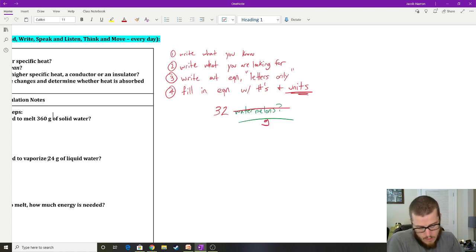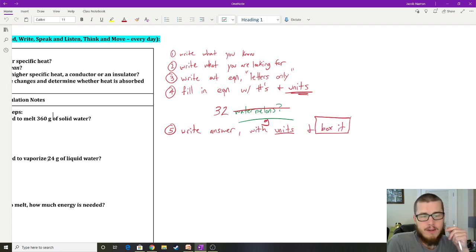Step number 5 is write answer with units, okay? Still need to have units on your final answer, and box it. Put a box around it, which is something that we've been doing since the stoichiometry problems. It's just that half of you are not doing it. It's really important that you box it because as you're going through this, especially these problems, you got 5 steps. But I need to be able to quickly find your answer and be like, yes, they got the right answer. And then I can look and say, all right, did they do the first step? Did they write what they know? Did they write what they're looking for? Okay, did they write the equation? Then I can check everything, but you got to box your final answer.